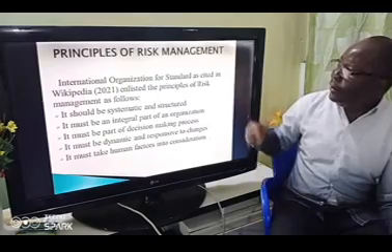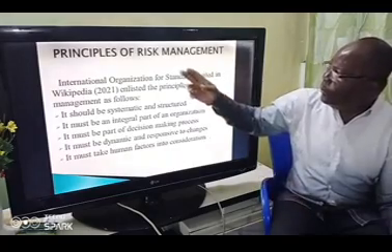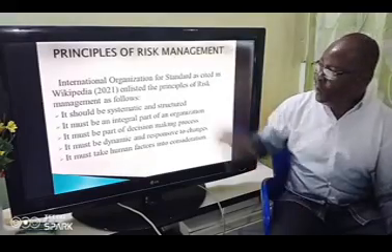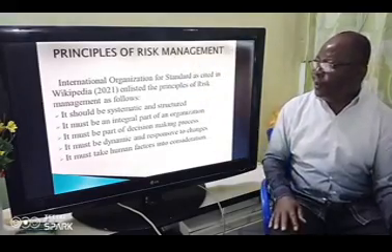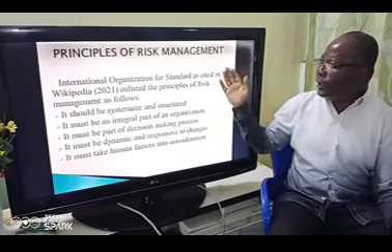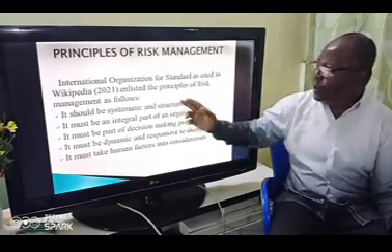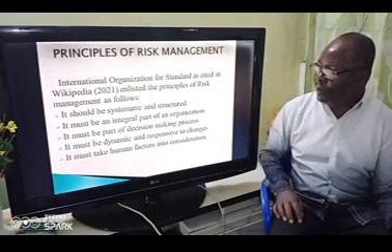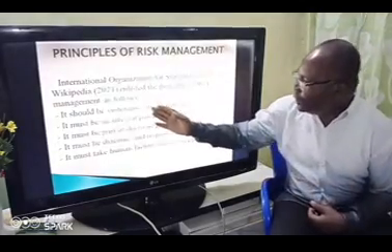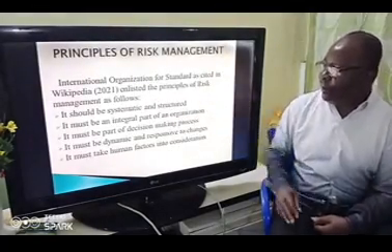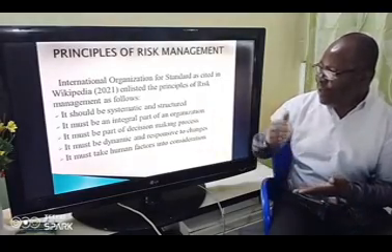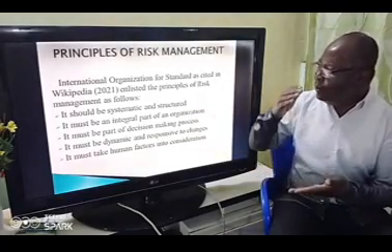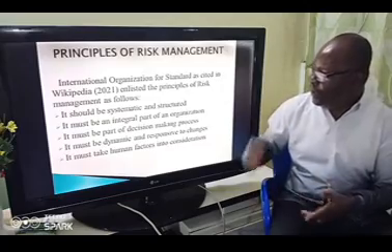Now, the next thing that we consider is principles of risk management. The International Organization for Standardization, cited in Wikipedia 2021, listed the principles of risk management as follows. One, it should be systematic and structured. Systematic means it should be step by step. Structured means it must be well planned.